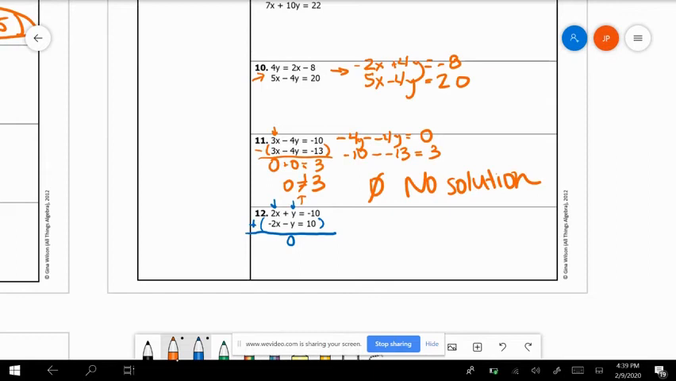But like what happened in number 11, when I add up those x's, that's also going to give me a 0. And then when I add up the numbers on the other side, that's also 0. So now I've got 0 equals 0. That is a true statement, and in those cases, we said we had infinite solutions.